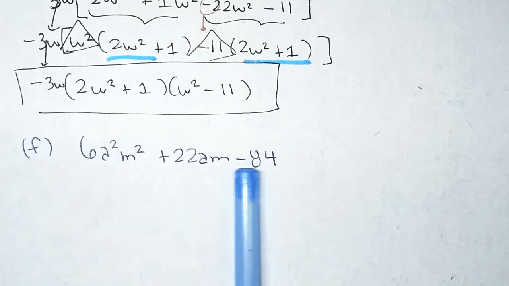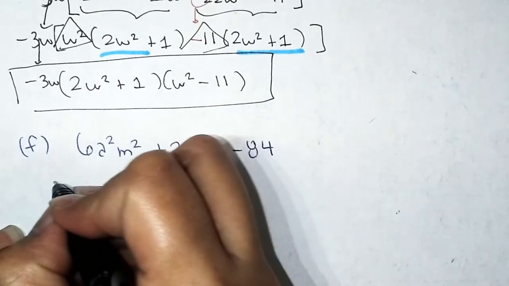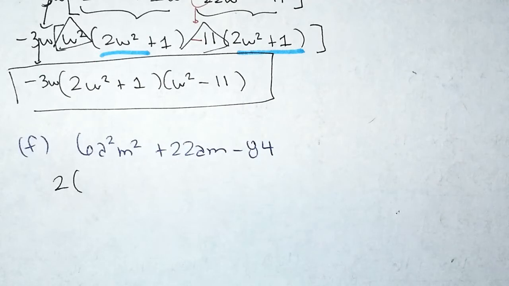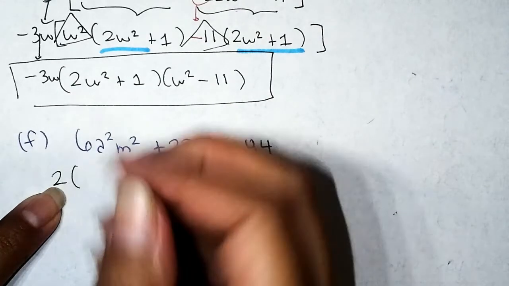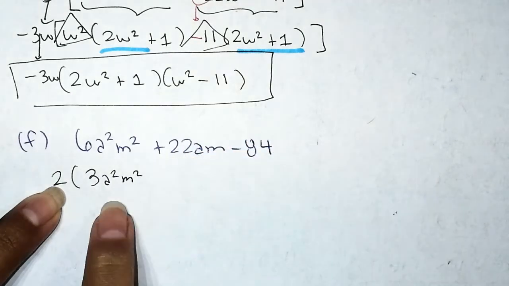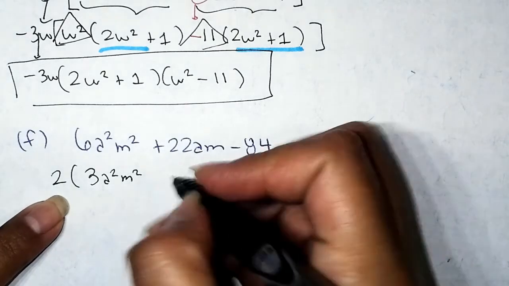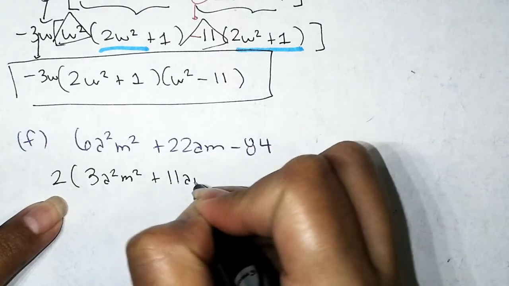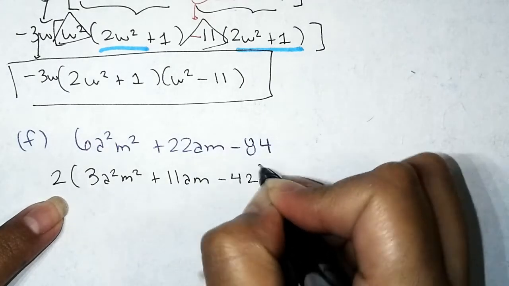2, no a, no m. Yeah, it's just 2. So let's go ahead and show the world when we factor out a 2. When we factor out of 2, first term over common factor, that will leave us with 3a squared m squared. Yeah, that looks really weird, but it is what it is. Second term over common factor, that will leave us with 11am. Third term over common factor, that will leave us with negative 42.